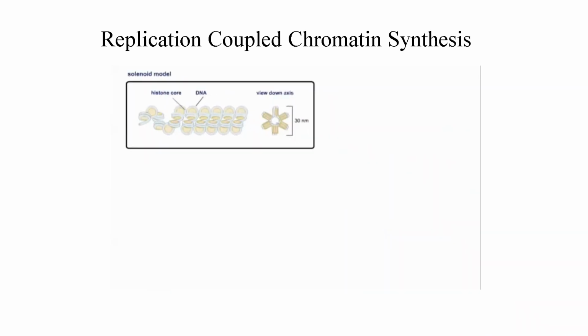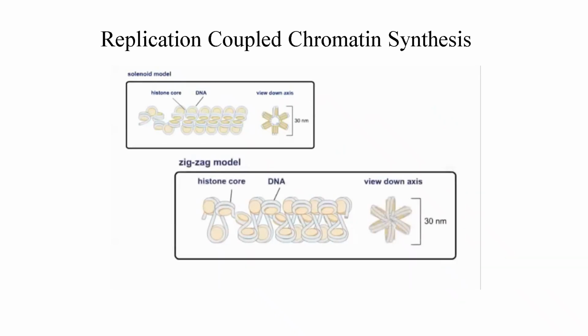A second model for the 30 nanometer fiber is the zigzag model, so named because this type of folding gives the fiber a zigzag appearance. The zigzag form requires longer linker DNA than the solenoid model, and thus may be the preferred form in species with longer linker DNA.